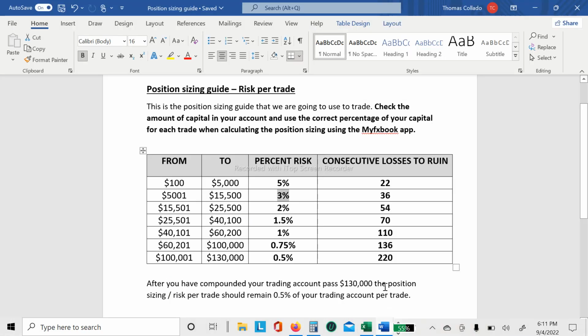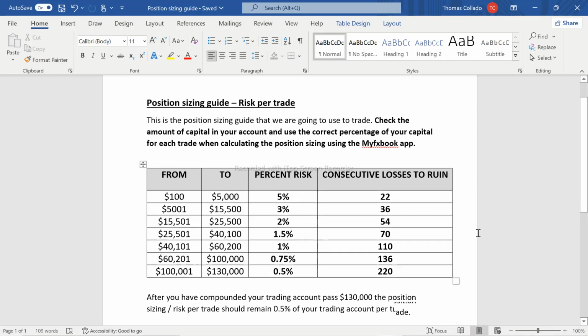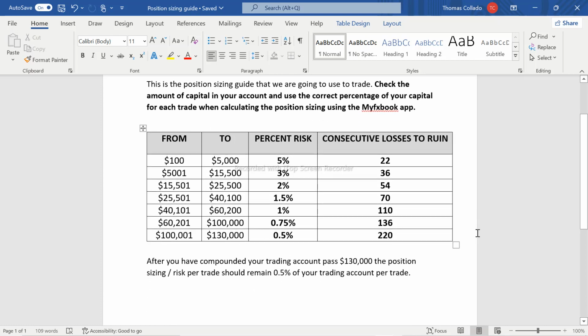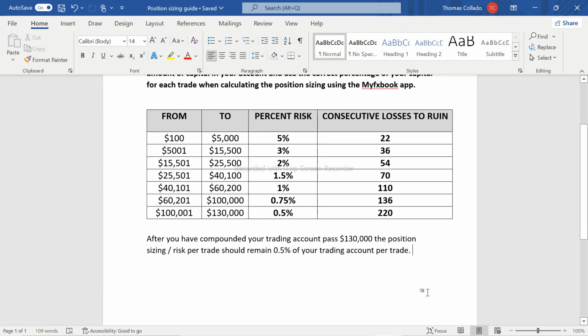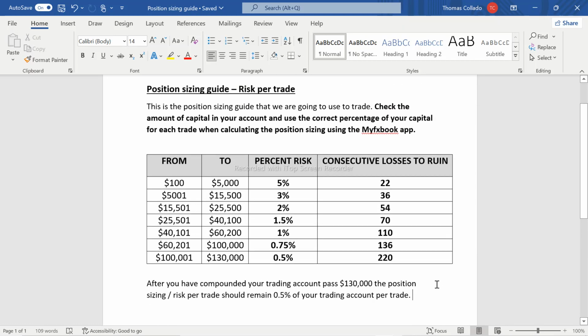Alright guys, so save this. This is the Word version that I made, but I uploaded a PDF version. This is your Bible. This is your Bible.